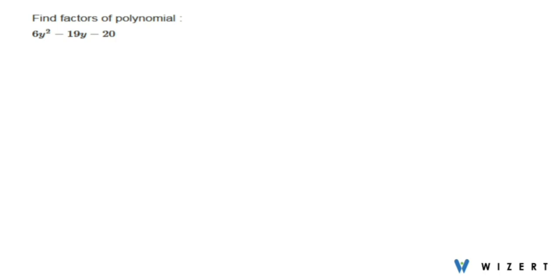Find factors of polynomial 6y square minus 19y minus 20. So our given polynomial is 6y square minus 19y minus 20. Here we can see the highest degree is 2, so two factors will come. Let us solve it by factorizing.